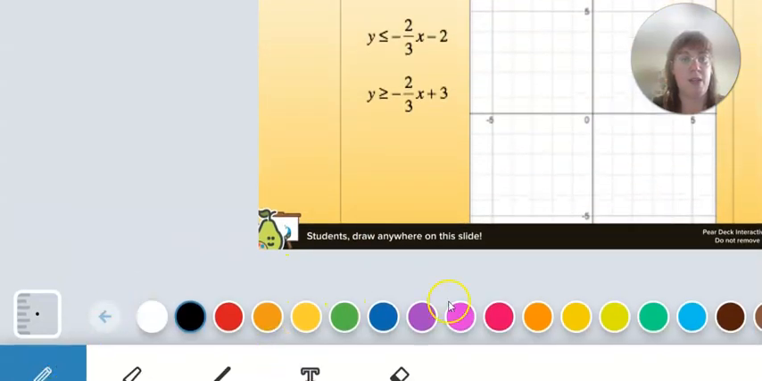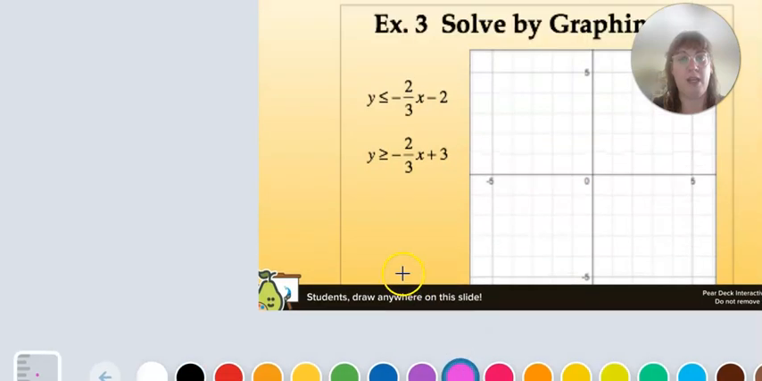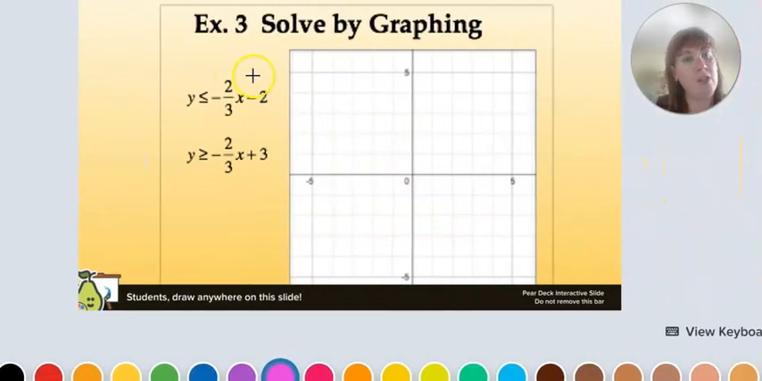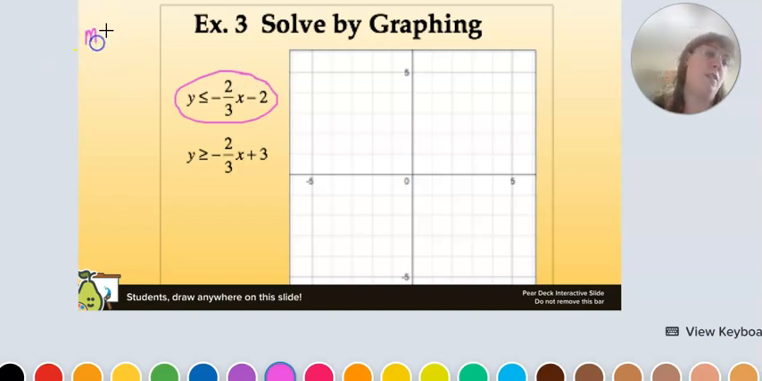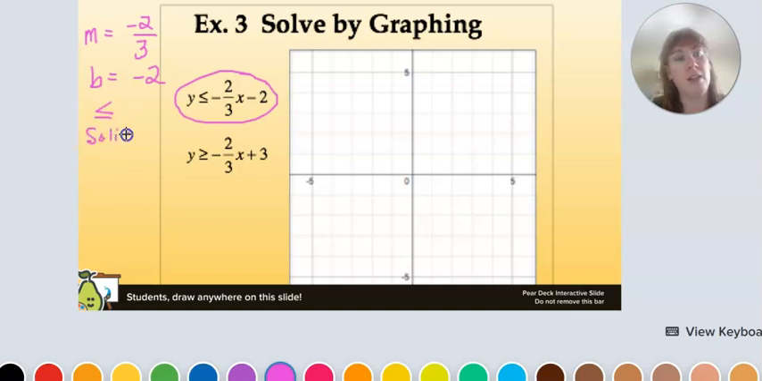Okay, here's another one. I'm going to use this pink color for my first graph. For this first graph, our slope is -2/3 and our y-intercept is -2. The symbol is less than or equal to. Because it has that or equal to underneath, it's a solid line. And because it's less than, we shade below.